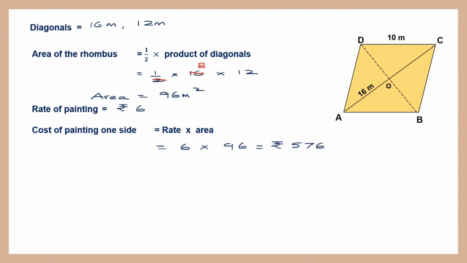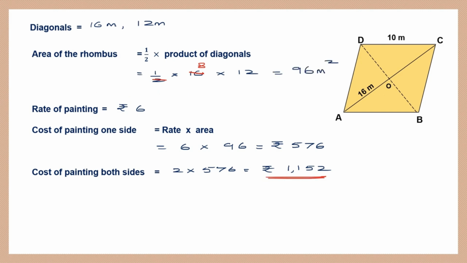Now they have told us that both sides have to be painted. So the cost of painting both sides will be 2 into 576. And that is equal to rupees 1152. So this is the cost of painting both sides, rupees 1152. Now this is one answer that we were asked to find.